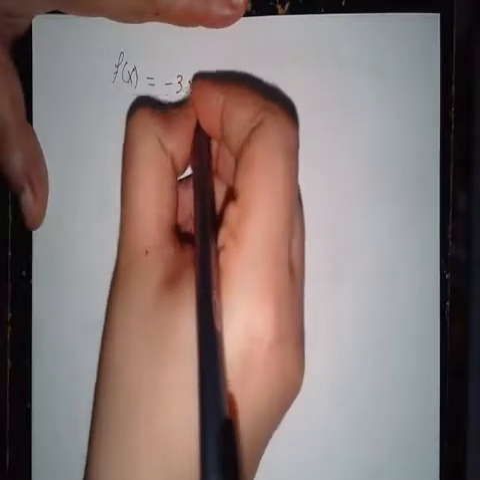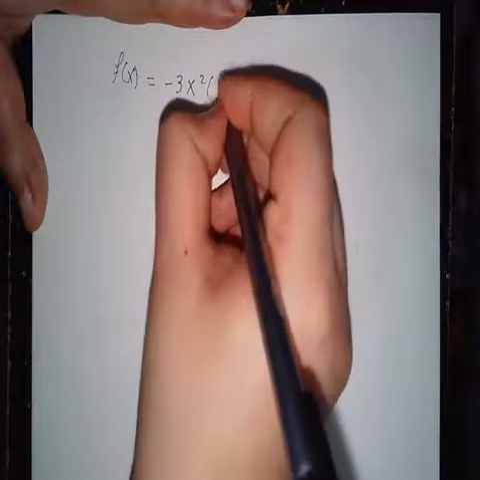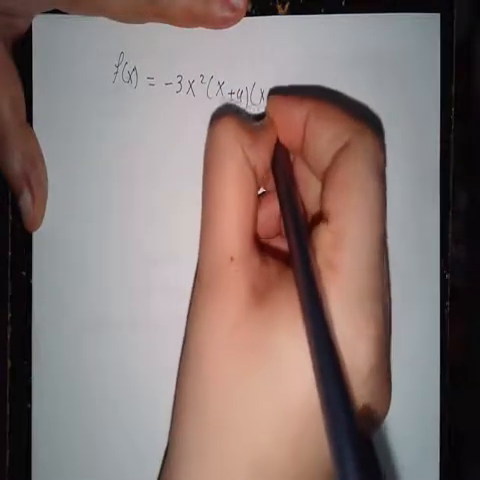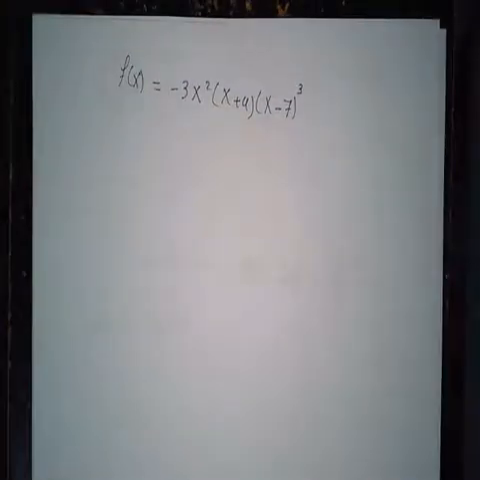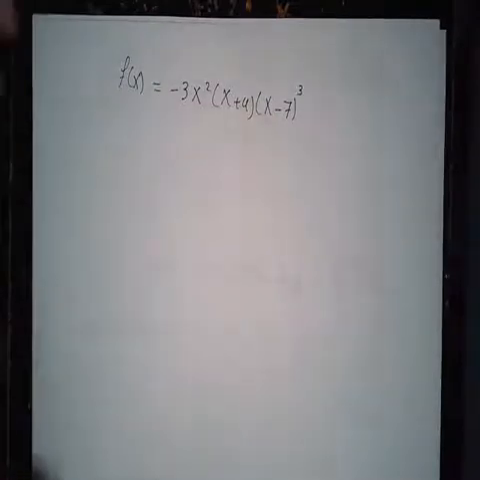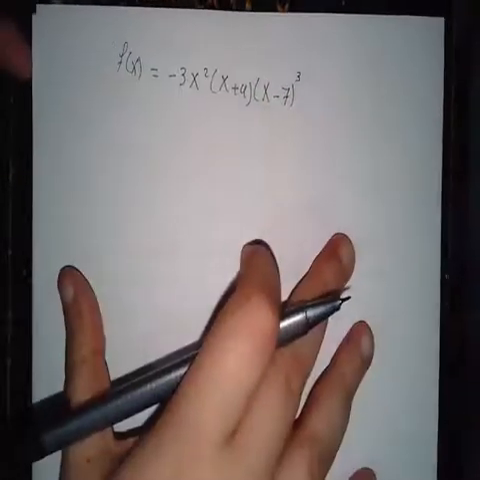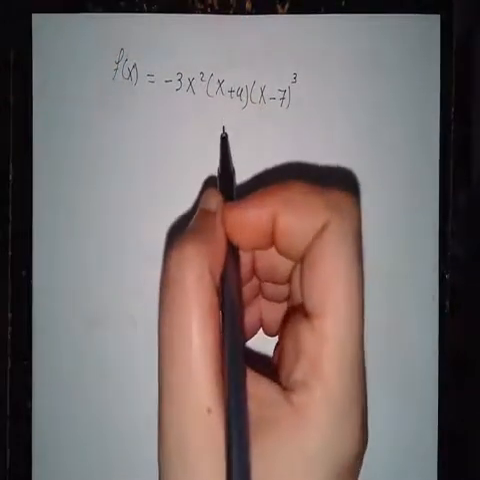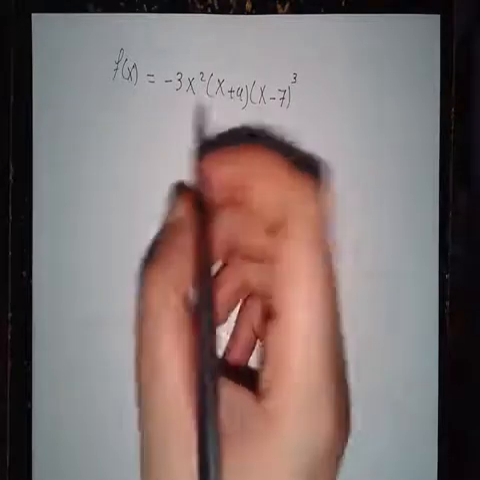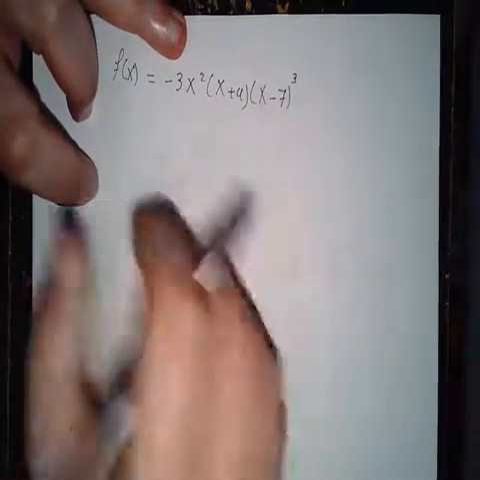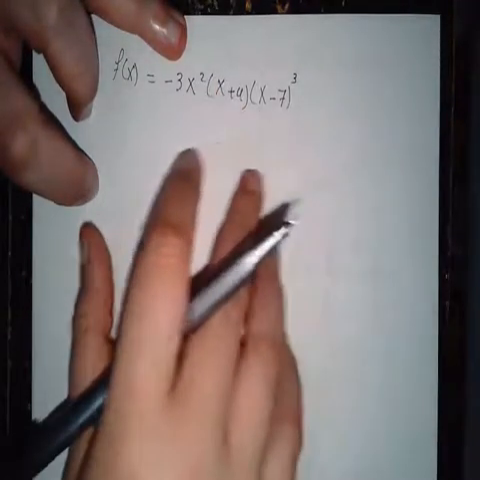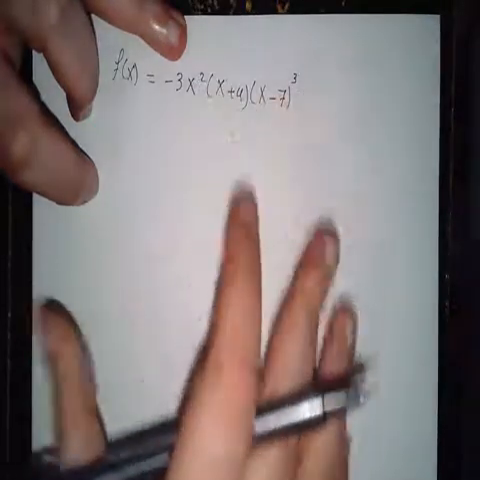So you have -3x squared times x plus 4 times x minus 7 to the third power. So this is your function. Again, pause the video and think about it a little bit before we move on. Now, if you look at this function, obviously it's factored. That means your zeros are kind of clear to see. Again, if you can't tell, just grab every x that's multiplied one at a time, set it equal to 0, and solve.